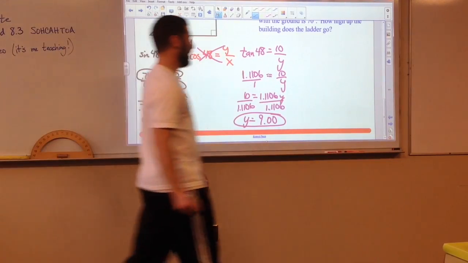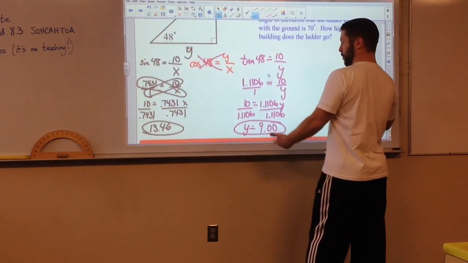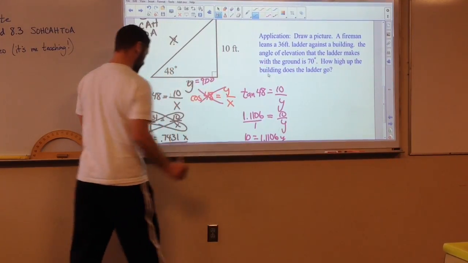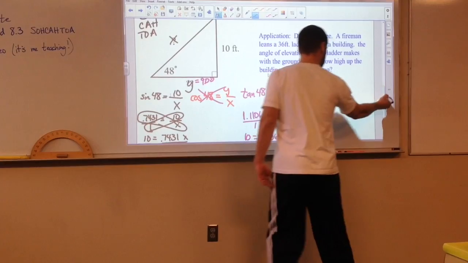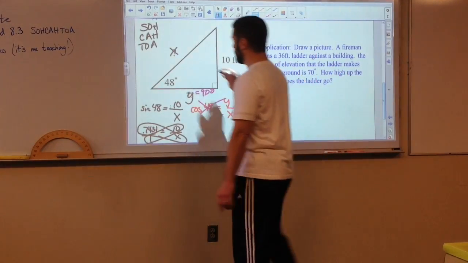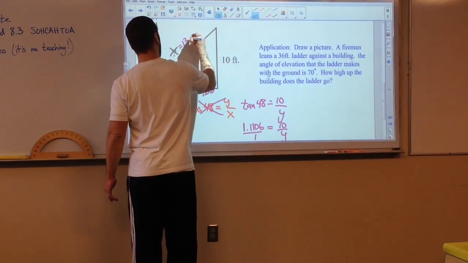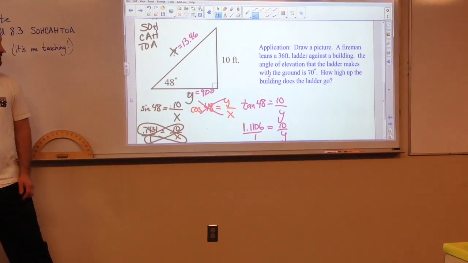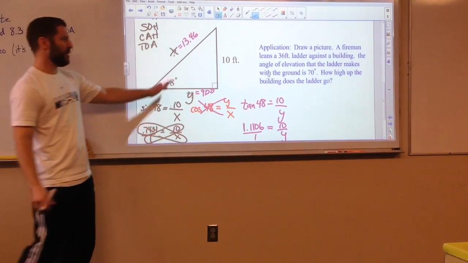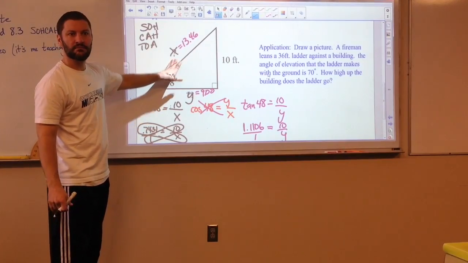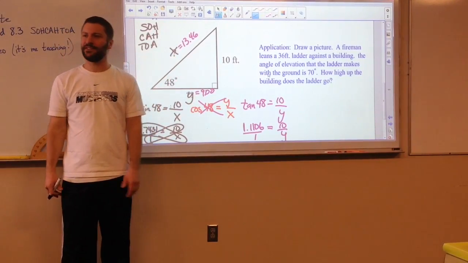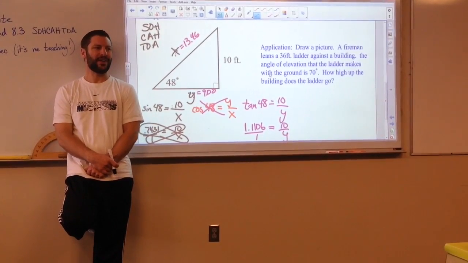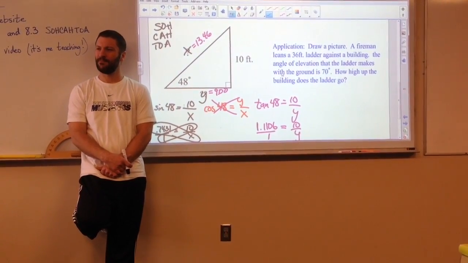All right, let's see if our answers make sense. For the y, I got 9.00, and for the x, I got 13.46. Do those numbers make sense? Is the hypotenuse supposed to be the biggest? Yeah. Okay. Here's a really easy question now. It's something that you could do very easily. Does anybody know how I could check this pretty easily?